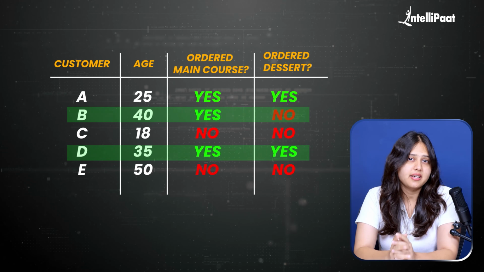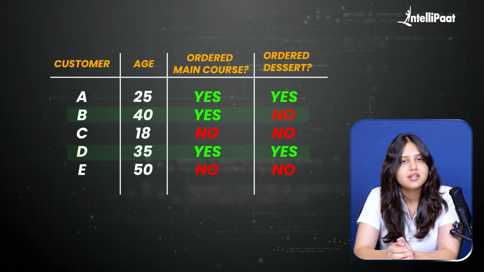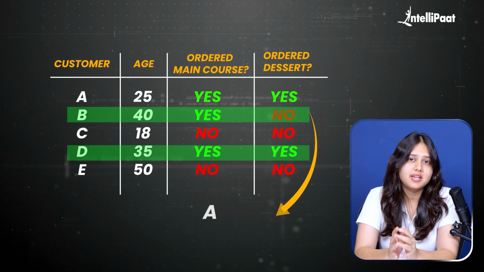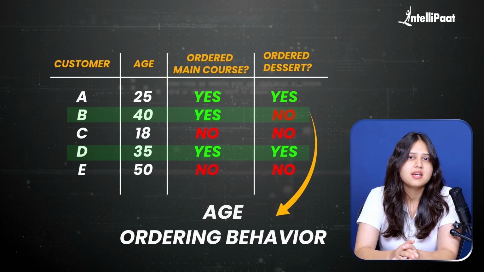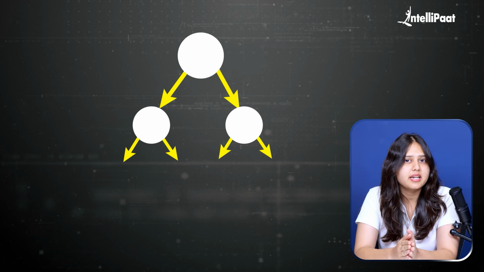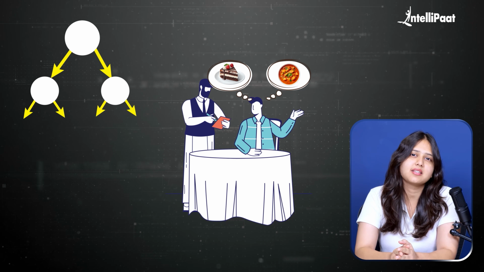Look at customer B and D. They both ordered a main course, but one had dessert and the other did not. This suggests that the decision might depend on a more complex interaction between age and the ordering behavior, something that logistic regression is likely to struggle with. A decision tree, on the other hand, works by splitting the data into smaller and smaller groups based on certain conditions, just like how we make decisions in real life.